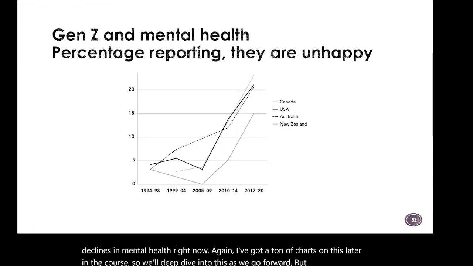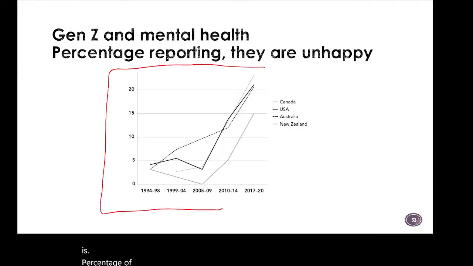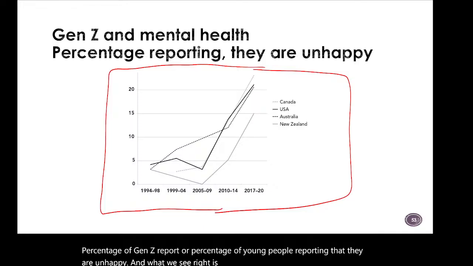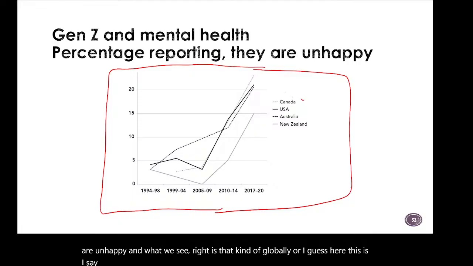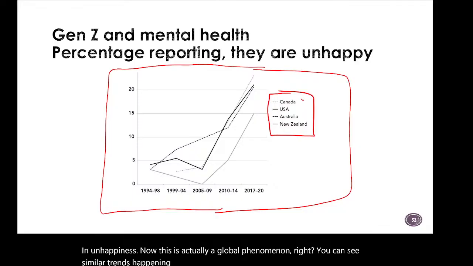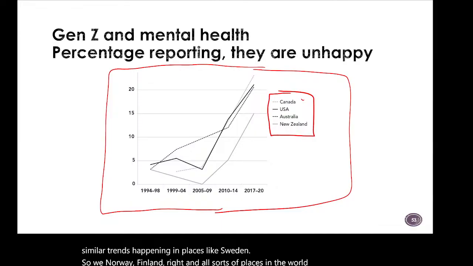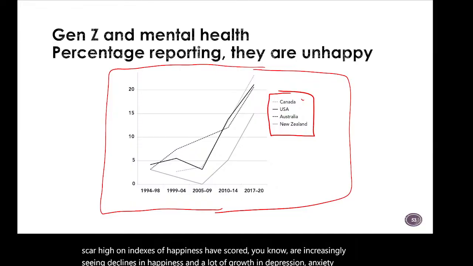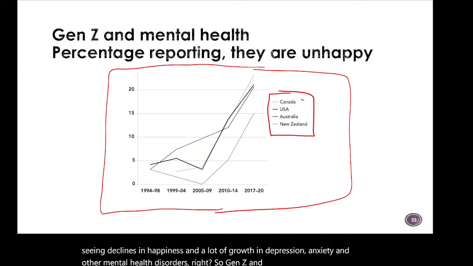But this is percentage of young people reporting that they are unhappy. And what we see, right, is that across the Anglosphere, so excluding the UK, a lot of our English-speaking countries, we see jumps in unhappiness. Now, this is actually a global phenomenon, right? You can see similar trends happening in places like Sweden, Norway, Finland, right? And all sorts of places in the world that generally score high on indexes of happiness are increasingly seeing declines in happiness and a lot of growth in depression, anxiety, and other mental health disorders, right? So Gen Z and mental health is in a sort of fraught place.